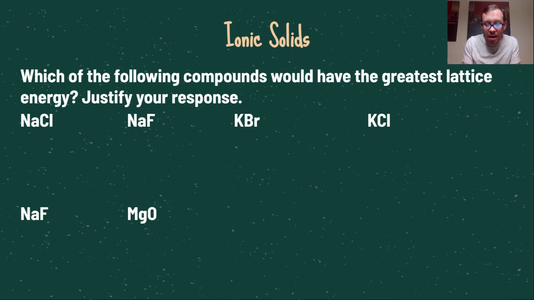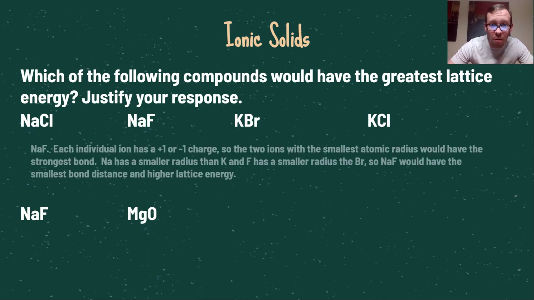Remember, the smaller the radii, the closer the nuclei are going to be to each other, and as a result, the stronger the attraction is going to be between the individual nuclei. So between sodium and potassium, sodium is at a lower energy level and therefore would have a smaller atomic radius, and between all the halogens that are there, fluorine would be the smallest. So the greatest lattice energy and therefore the highest boiling point and highest melting point would be sodium fluoride.